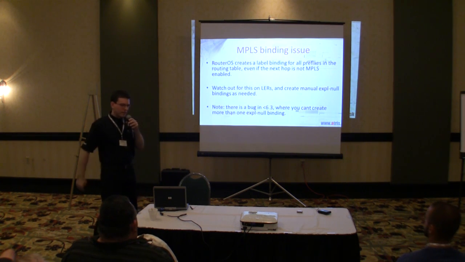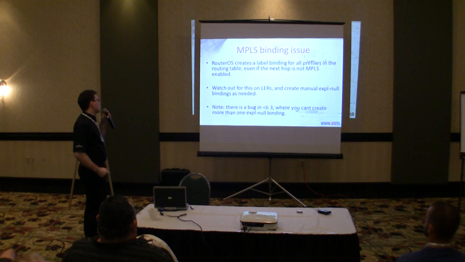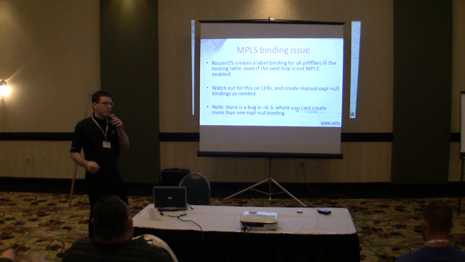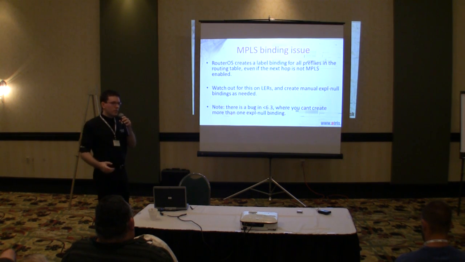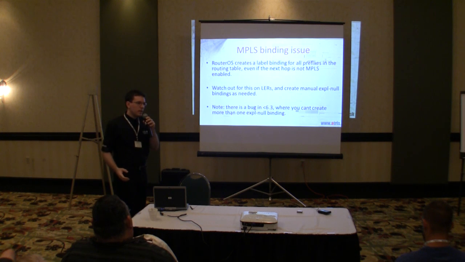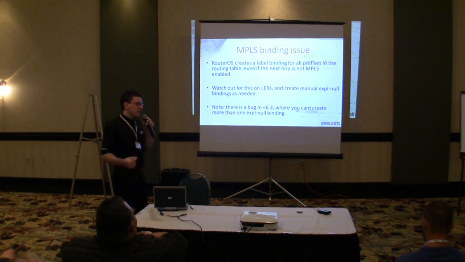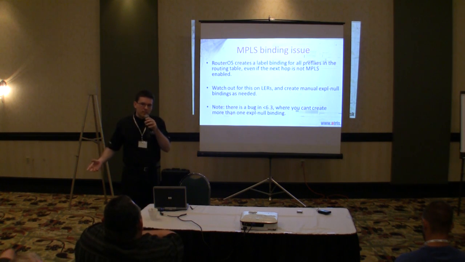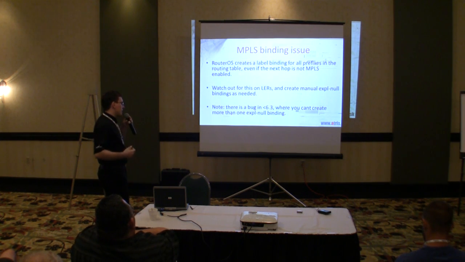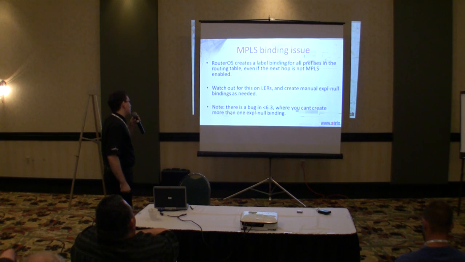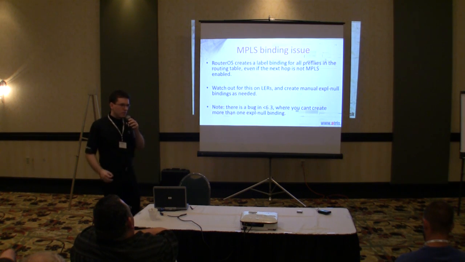So, MPLS binding issues. Currently, RouterOS creates a label binding for all prefixes in the routing table, like we were discussing before. The problem is that label bindings are created even for next hops that are not MPLS enabled. And this is an issue because if you send an MPLS frame to an MPLS-not-enabled device, it's just going to be an invalid frame and be dropped. So watch out for this on the LERs, on the edge routers, and manually create explicit null bindings as needed.